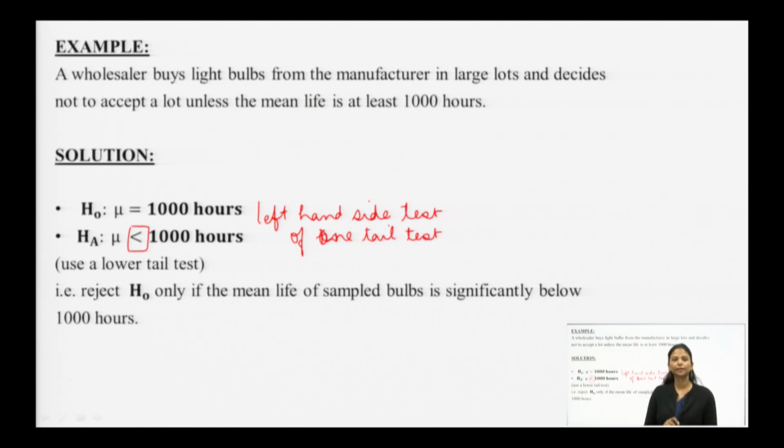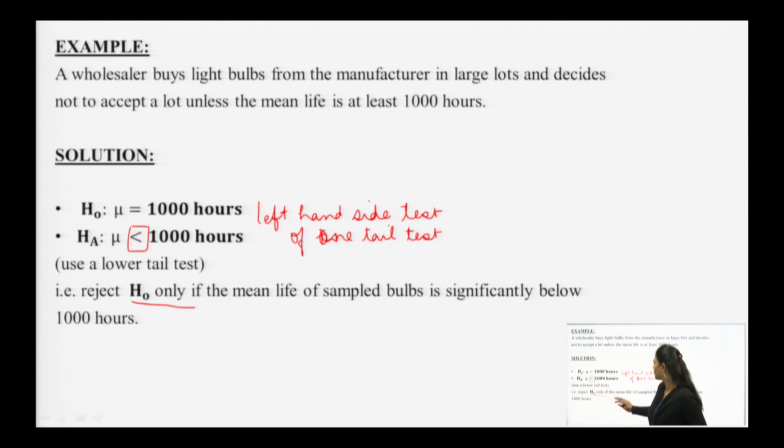This is a left hand side tail test, which is a one tail test. Therefore, we reject the null hypothesis only if the mean life of the sampled bulbs is significantly below 1000 hours. That means if my mu is coming out to be less than 1000 hours, then we will reject the null hypothesis that mu is equal to 1000 hours. Otherwise, we will accept the null hypothesis.